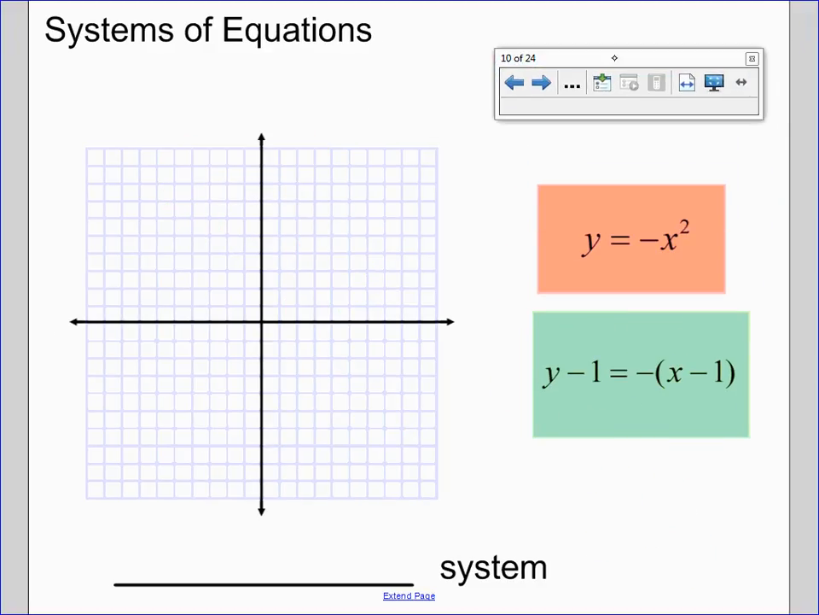Let's go ahead and take a look at one more. y equals the opposite of x squared. Hey, we just graphed the parent function y equals positive x squared, right? How is this one going to look different? Chloe?